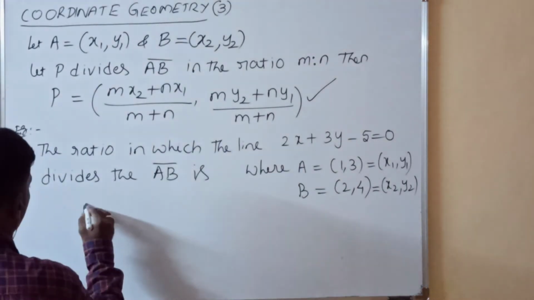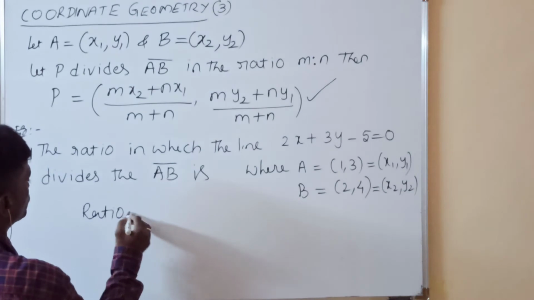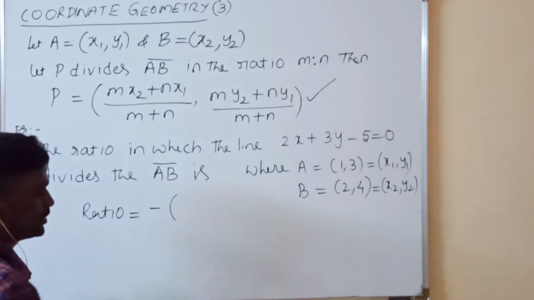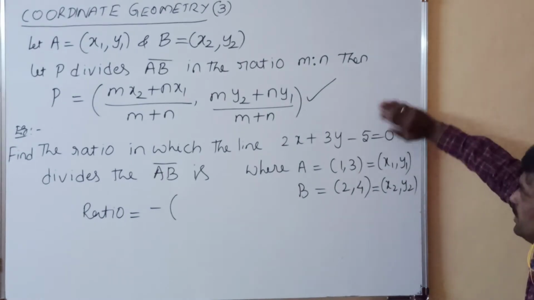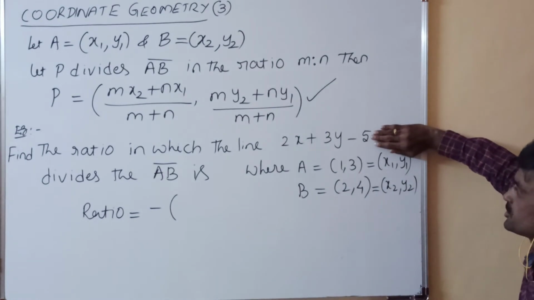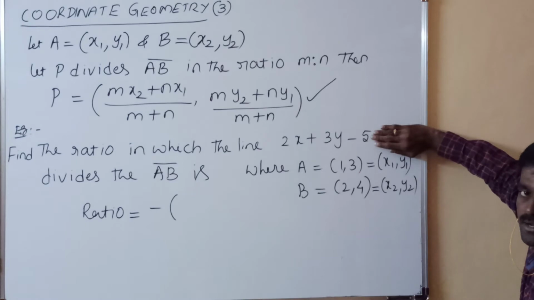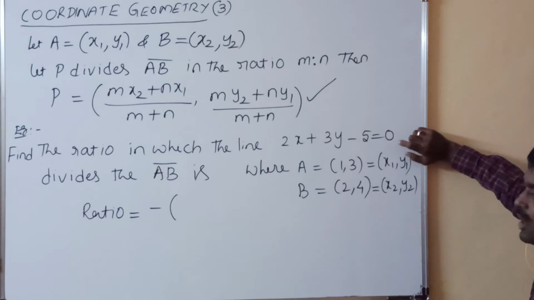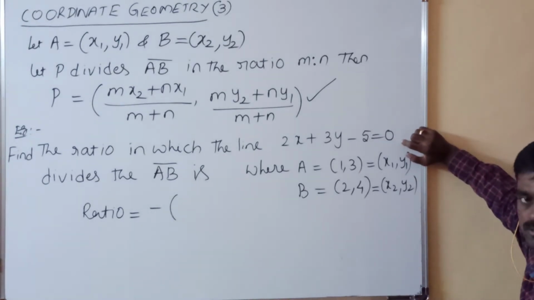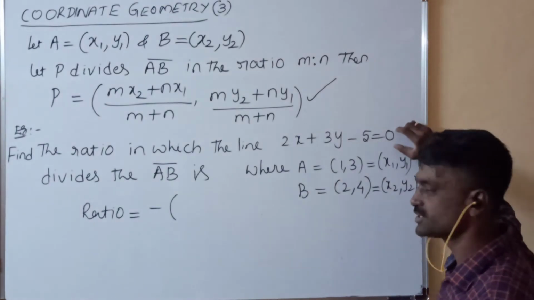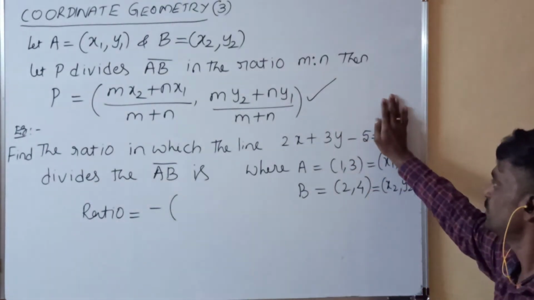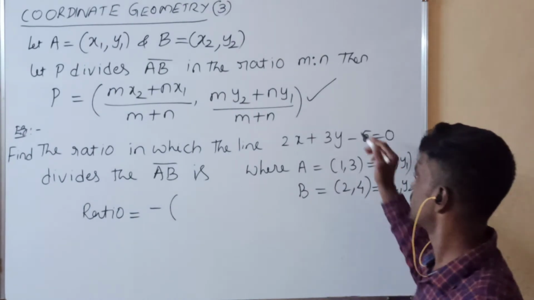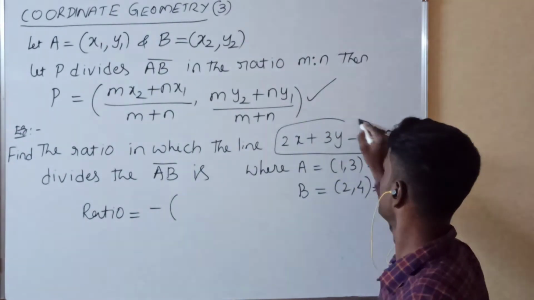The required ratio is equal to minus, open the bracket. And what is the left side of the expression in the line equation? 2x plus 3y minus 5, because the right side constant will always be 0. Suppose any constants are left on the right side, you transfer them to the left side. Now what is the expression? 2x plus 3y minus 5.